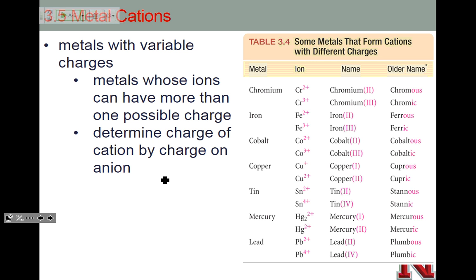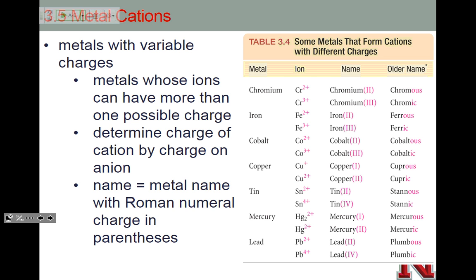How do we determine the charge? Well, if we're given the name, we know the charge. If we're given the formula, we can determine it because we'll know the charge of our nonmetal portion. So if we know the charge of that, we can figure out what charge our variable metal is. Which is why it's really important in the name that we specify what charge we have.